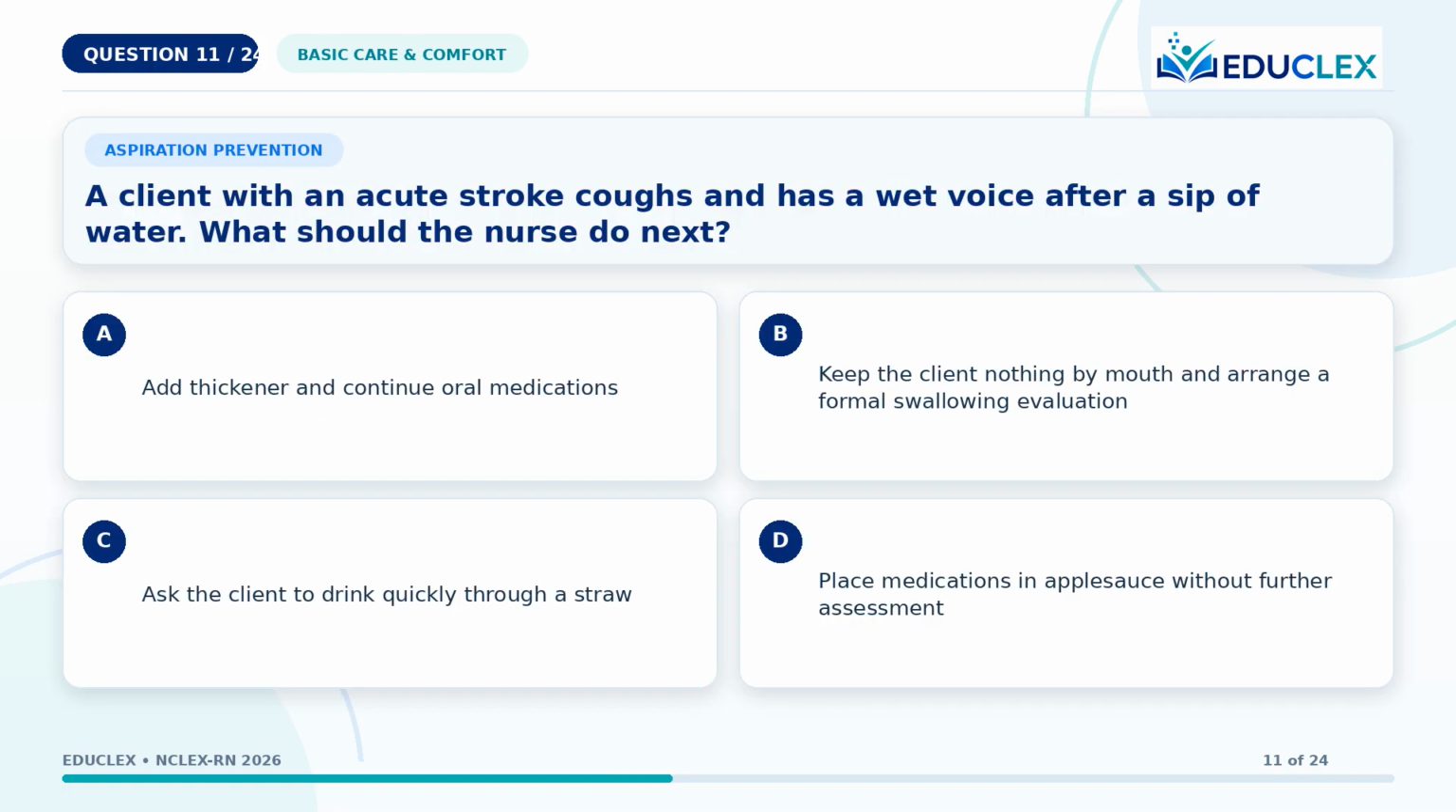Question 11. A client with an acute stroke coughs and has a wet voice after a sip of water. What should the nurse do next? Option A. Add thickener and continue oral medications. Option B. Keep the client nothing by mouth and arrange a formal swallowing evaluation. Option C. Ask the client to drink quickly through a straw. Option D. Place medications in applesauce without further assessment.